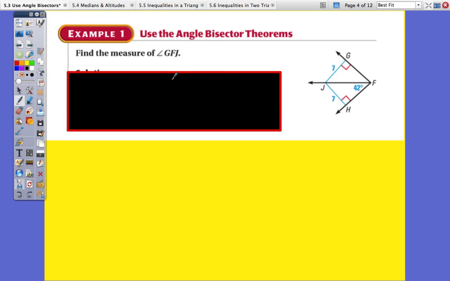Now let's use this theorem. Here it says find the measure of angle GFJ. So GFJ is right here. Now, we don't know if this is an angle bisector really.